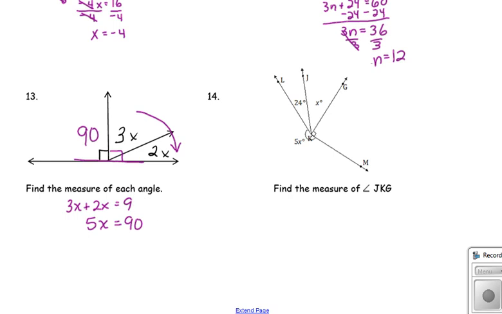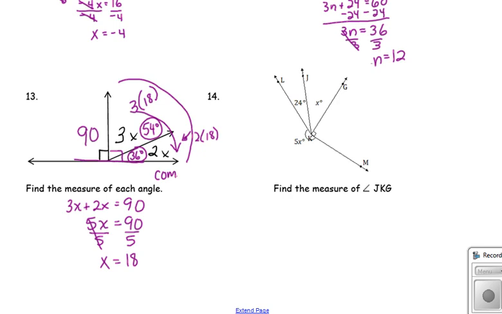I stand corrected. I said 9x and I meant 90. Then divide by 5, the coefficient, to get your answer. The value of x is 18. Then this angle will be 2 times 18, and this angle will be 3 times 18. So the value of this angle is 36 degrees, and the value of this angle is 54 degrees. Remember, in this example, these two angles are complementary.